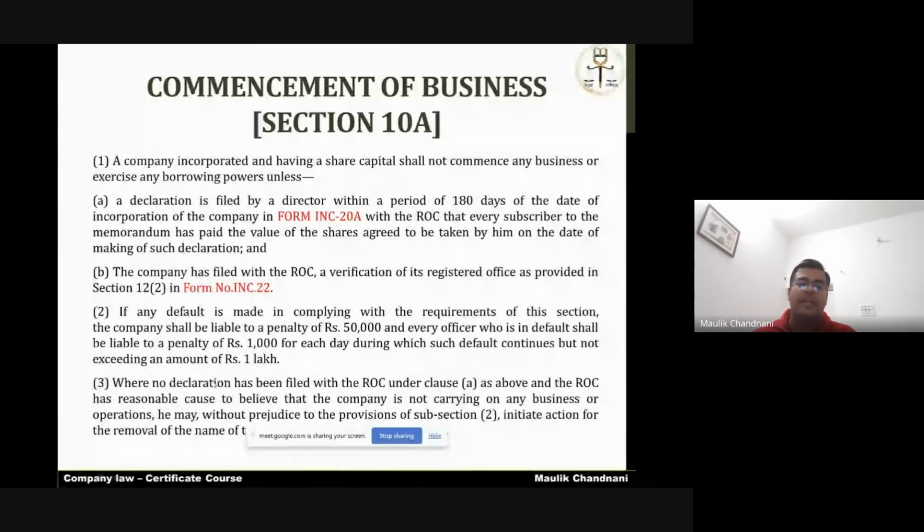And where no declaration is filed with the ROC under clause A, that is the declaration under INC 20A, and the ROC has reason to believe that you are not carrying on the business, this is just for a dummy company. You had just opened up a company for dummy or illegal purposes. If you are not filing INC 20A within 180 days, then the ROC may give an order of striking off, that is, the removal of the name of the company. This is basically the crux of Section 10A.